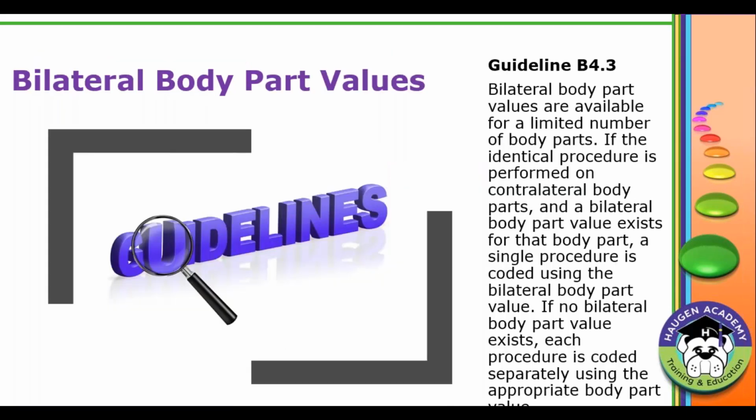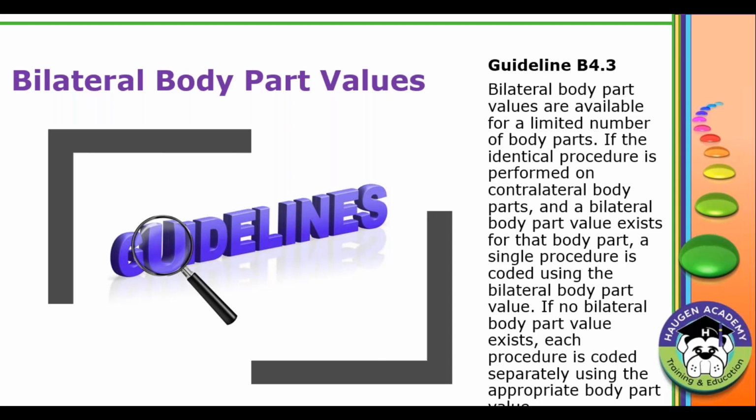When it comes to guidelines and body parts, I wanted to take a moment to point this out. I always like to go back to guidelines when possible, because I think we have a tendency to forget about some of these. There is a guideline about bilateral body part values that says there are bilateral body part values for a lot of the body parts in PCS, but not for all of them. And if you have a procedure that was performed bilaterally and there is not a bilateral body part value, you need to assign a code for each side, for right and left.